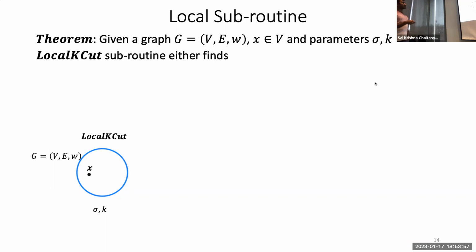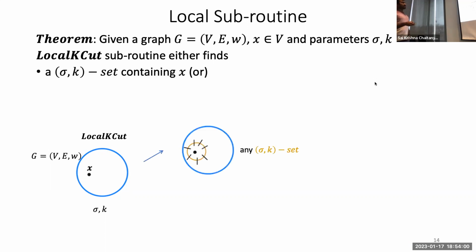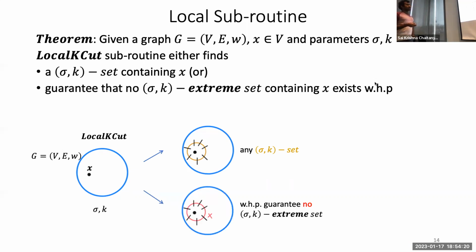The local K cut subroutine either finds a sigma K set in the graph, some set that is small, of size only sigma, and having cut size less than K. So we can basically separate this vertex from the rest of the graph by this K cut. Or we guarantee that there exists no sigma K extreme set. That is, not a sigma K set, but a sigma K extreme set: a sigma K set with some extra property, that it is a unique min cut in the contracted graph. So we say that no such sigma K extreme set exists.